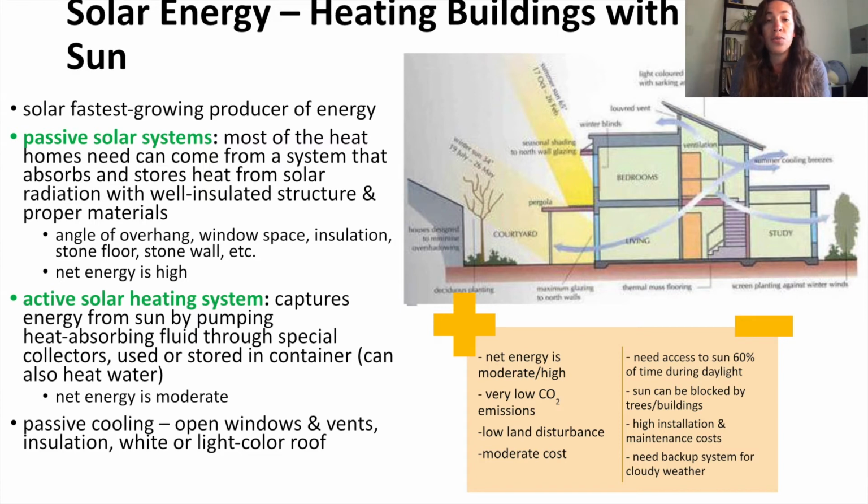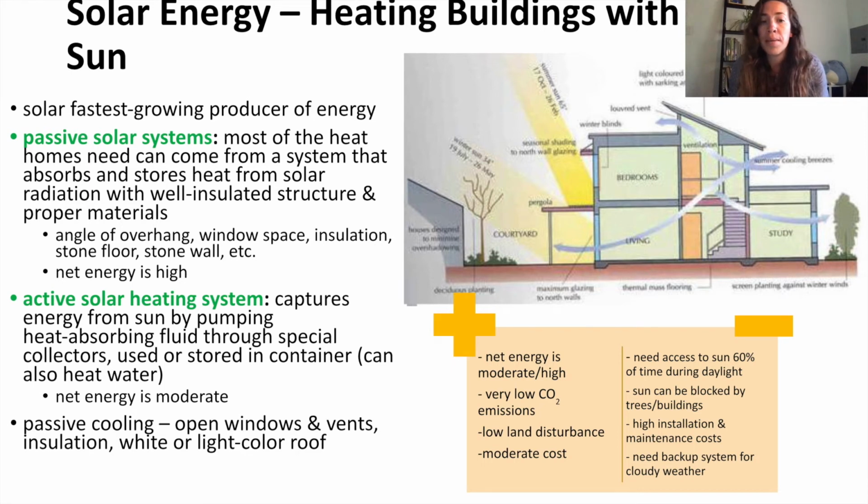If you're trying to do cooling, instead of using energy to generate an air conditioning system, you would want to have a number of overhangs and proper ventilation to passively cool the home. And this is great. All of these changes that you can make to your home give you tons of net energy because you're not actually expending any to get the work done.